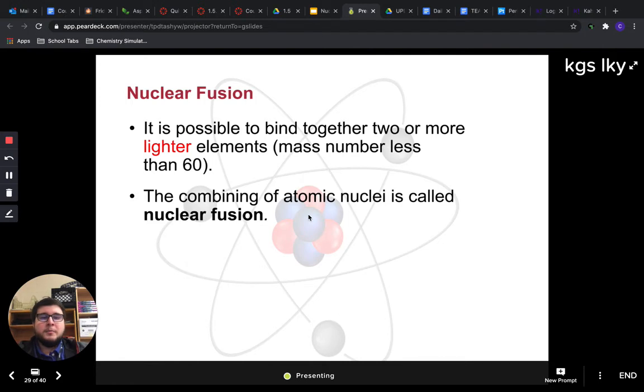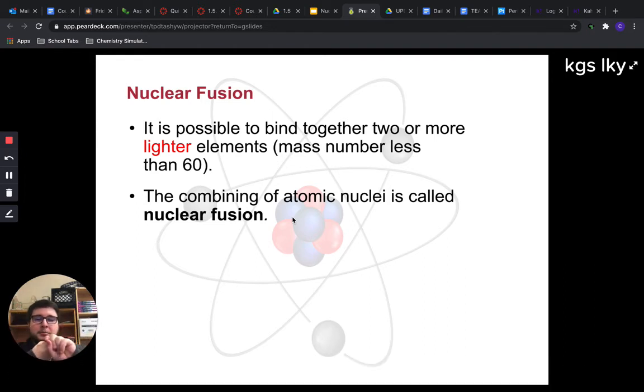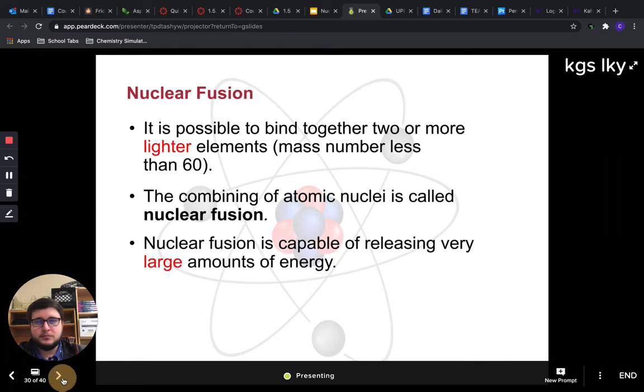So the combining of atomic nuclei is called nuclear fusion. Think of it like you're fusing two things together. You're taking two atoms and combining them into one. Nuclear fusion is capable of releasing very large amounts of energy, just like fission. In fact, fusion releases even more energy than fission does. And like I said, this is the reaction that happens inside of the sun and stars that gives off that heat and light that we can feel and see from the Earth.